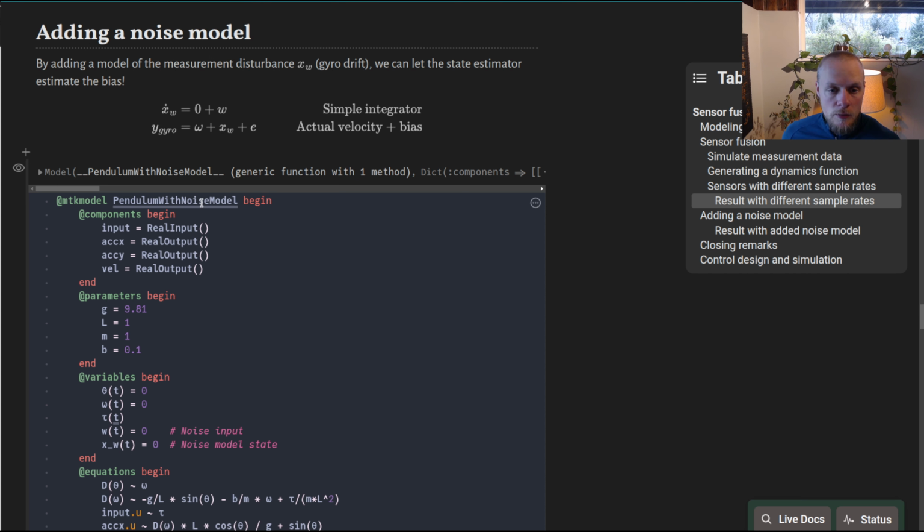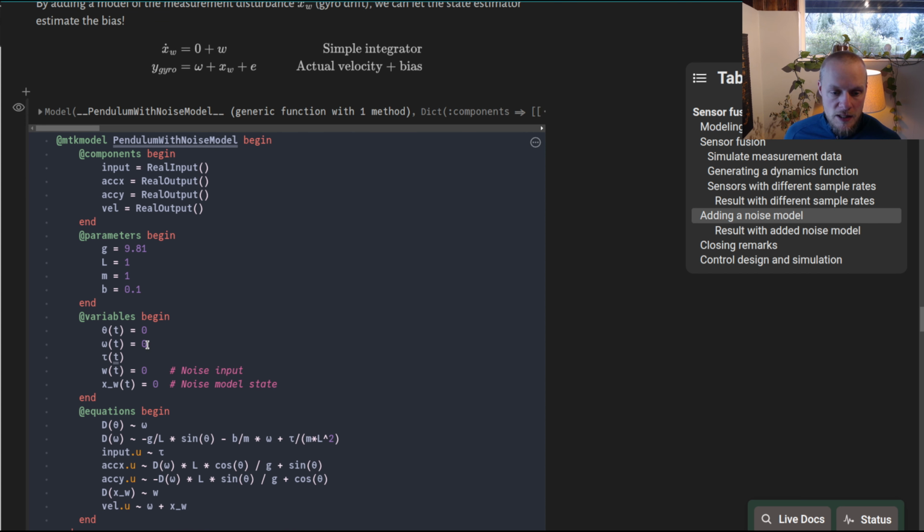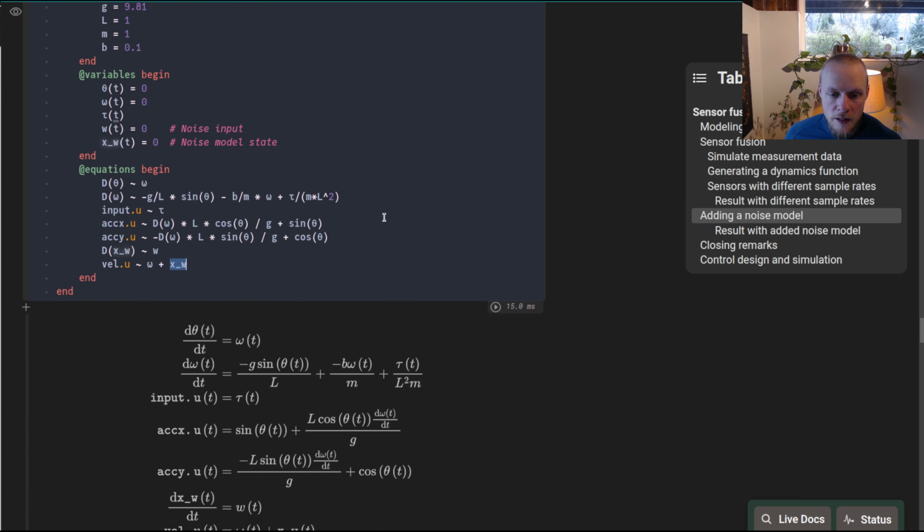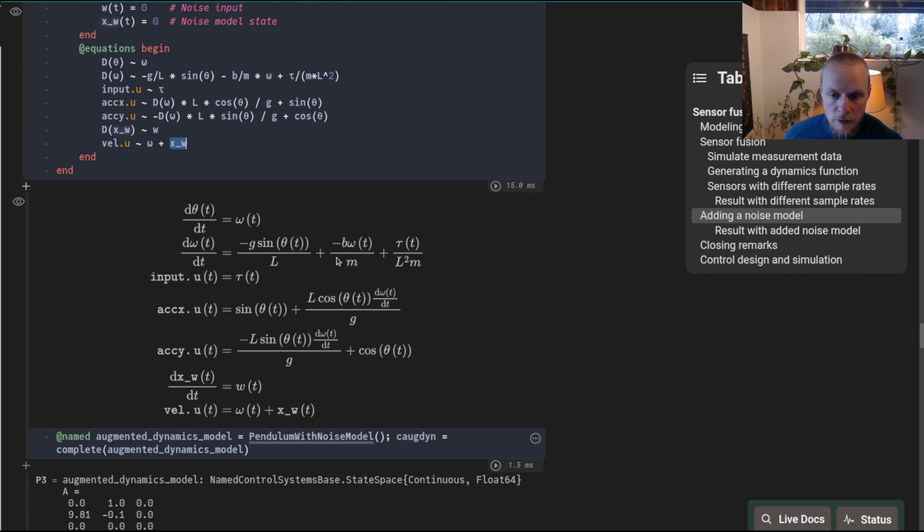So I create a new ModelingToolkit model where I have the pendulum just like before, but I also include this noise input W and the state for the drift. And I say here that the drift state, the derivative is only given by the noise input, so the 0 here I didn't include it. And then we say that the velocity measurement is now given by the true velocity plus the bias state. All right, so here we have those equations rendered in LaTeX.